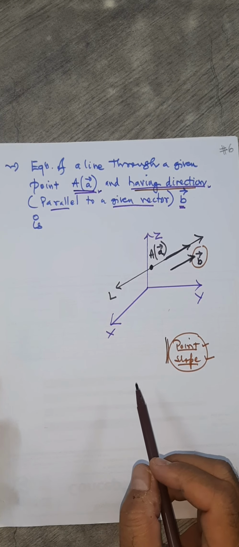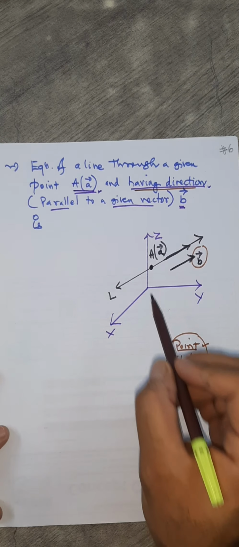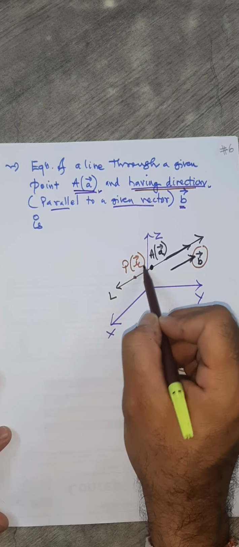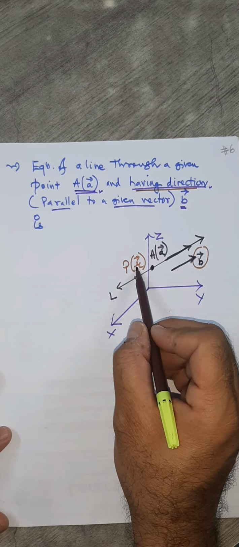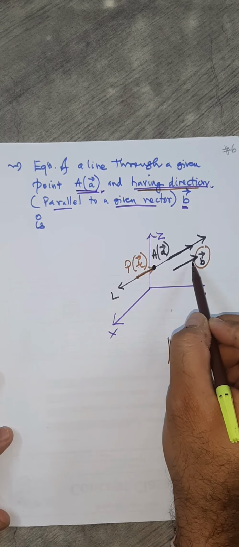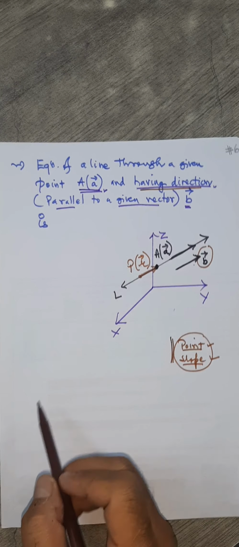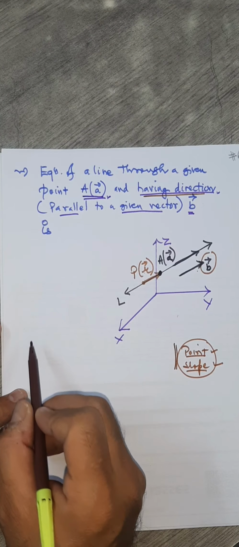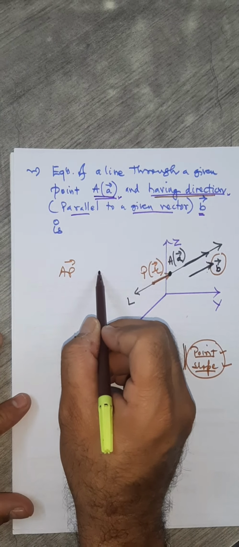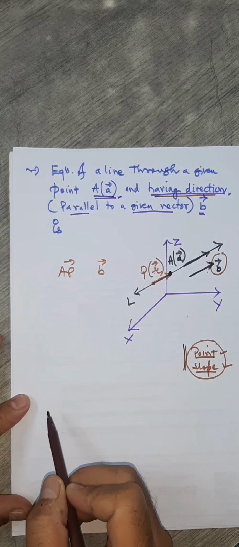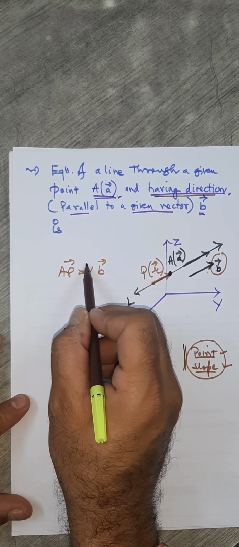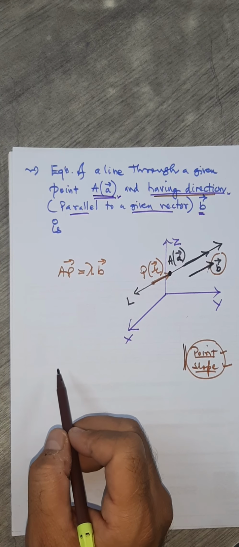Now you need some variable point on this line. So I'll take that variable point as, for example, vector R. So R is any point. Now clearly you can see that vector AP and vector B are parallel. You can see that clearly in the diagram itself. Vectors AP and B are parallel, so one must be a multiple of the other. Say the multiple, instead of K we call it lambda here.